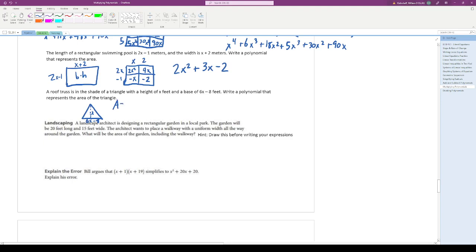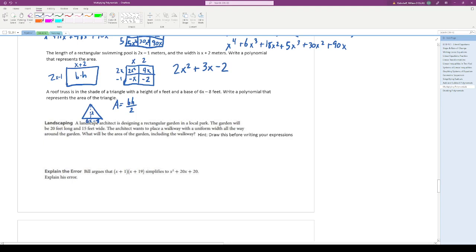Recall that the area of a triangle is the base times the height divided by 2, or 1/2 of the base times the height. And that's because a triangle is half of a parallelogram or a rectangle, where our formula is b times h. A triangle is just half of that shape.